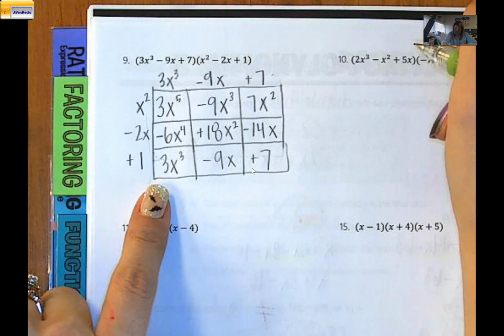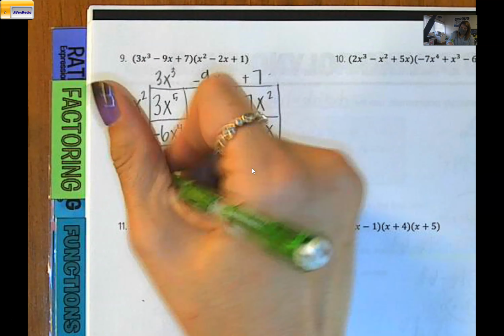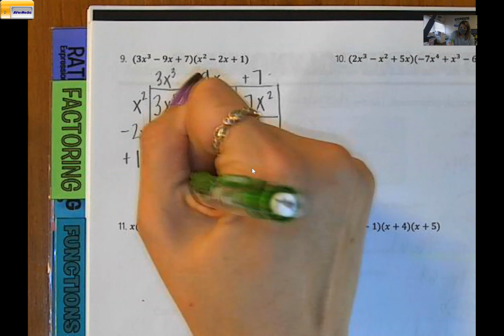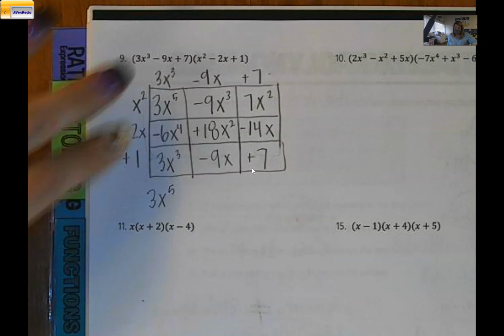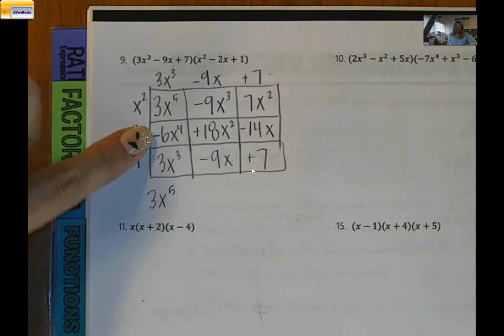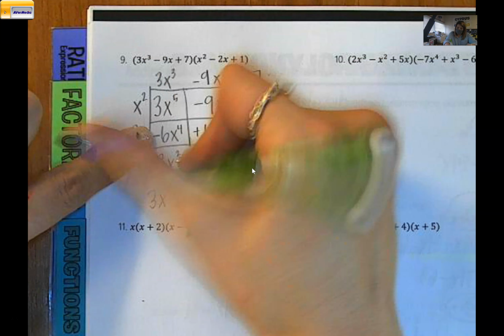And now we got to try to find our like terms, right? Did I multiply all those right? As far as you guys can tell. Okay. So 3x to the 5th. That's our only x to the 5th. Now let's see if we have any x to the 4ths. We do right here. Negative 6x to the 4th. Do we have any other ones? Nope.